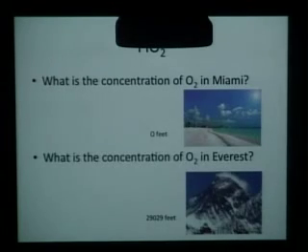Okay? So my question to you is then, this is South Beach. What's the concentration of oxygen in Miami? And what's the concentration of oxygen in Everest, which happens to be at 29,000 feet? And the answer is? Give me a number. What's the concentration of oxygen in Miami? 21%. How low does it get in Everest? 21%. So you're telling me the concentration is the same?